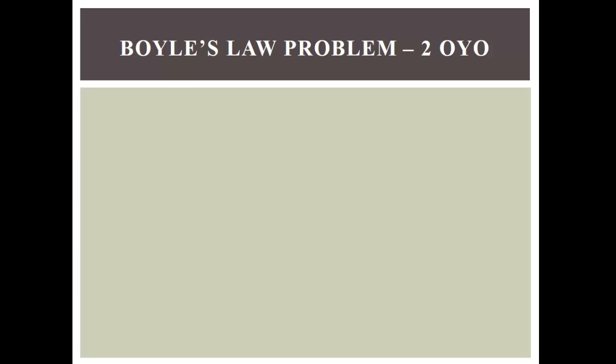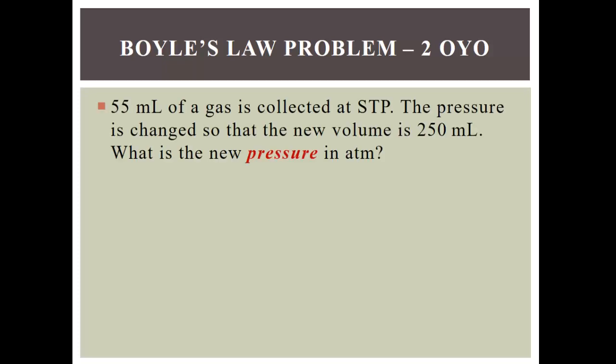In this one, once I give you the problem, I want you to pause the vodcast and do the problem on your own. Don't cheat. I know you can just keep playing and get the answer, but I want you to make sure that you're understanding it. Let's look at this first one. 55 milliliters of gas is collected at STP. The pressure has changed so that the new volume is 250 milliliters. What is the new pressure in atmospheres? Please pause the video and try this in your notes, and then we'll go from there.